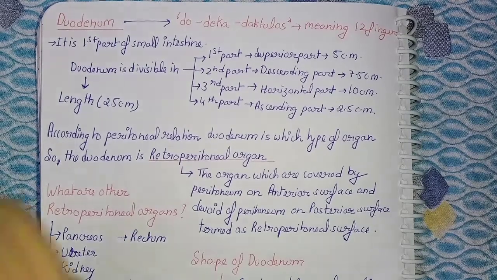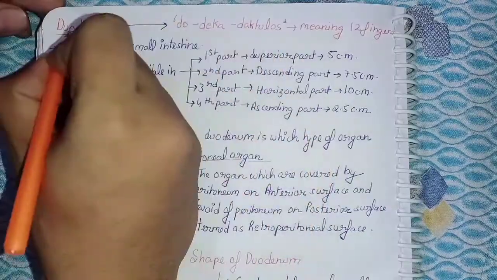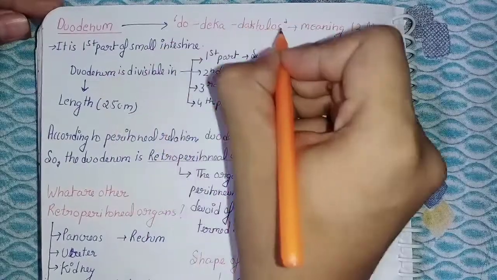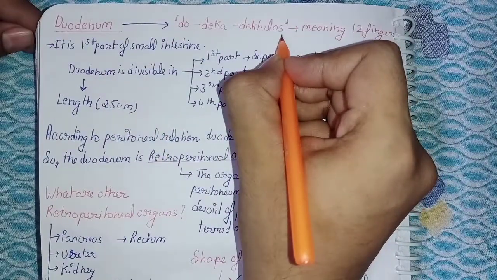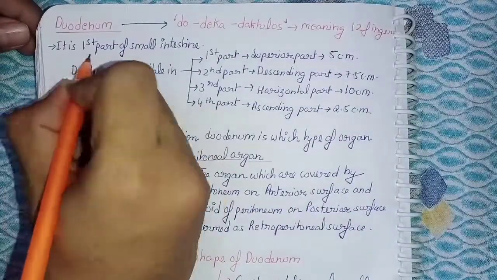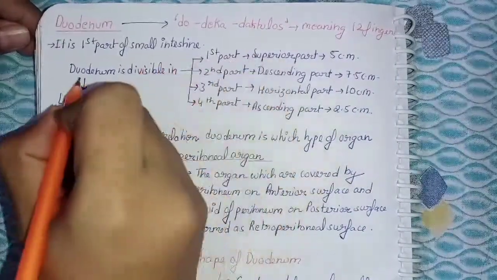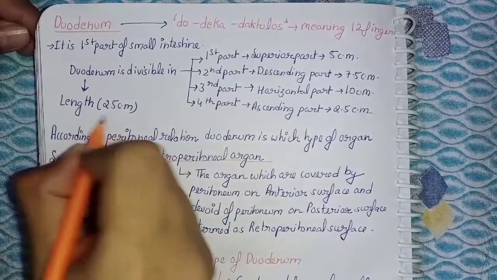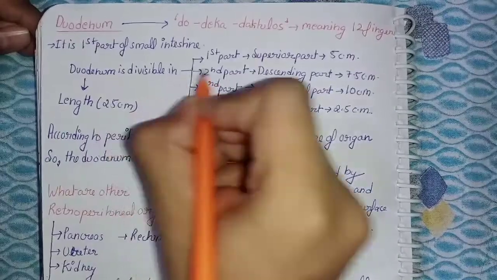Today's topic is anatomy of the duodenum. The duodenum is also called dodecadactylus, a Latin and Greek word which means 12 fingers. It is the first part of the small intestine. Duodenum length is 25 centimeters and it is divisible into four parts.